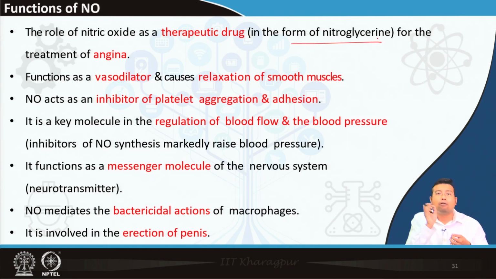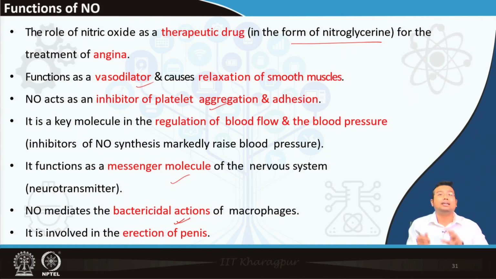Often we see in chest pain, one small heart shaped tablet is put under the tongue, same mechanism using nitric oxide, right. It acts as a vasodilator, it prevents platelet aggregation, it regulates blood flow, it lowers blood pressure. So, NO antagonists markedly increase blood pressure. It functions as a messenger molecule and also it mediates bactericidal action of macrophages, the action of iNOS, right. During infection, cytokines induce production of iNOS and thus kill the bacteria, right.